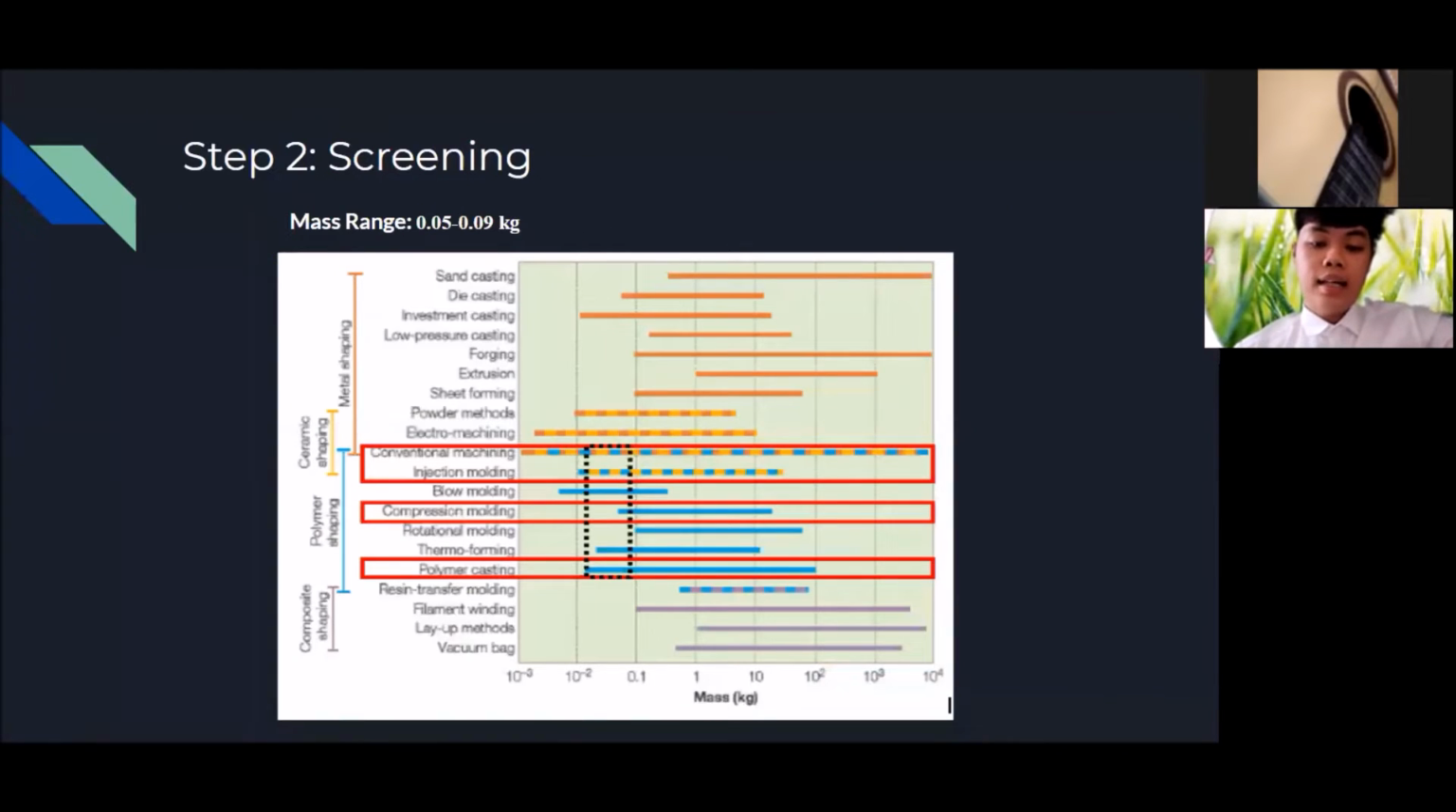For the next slide, the mass is set at 0.05 until 0.09 kg. Based on the figure, it shows that conventional machining, injection molding, compression molding, and polymer casting will be considered due to the 4 of them being under the mass limit of the constraint for the plunger. Other than that, resin transfer molding is over the limit, which is nearly or more than 1 kg. Hence, resin transfer molding will be eliminated from this process selection.